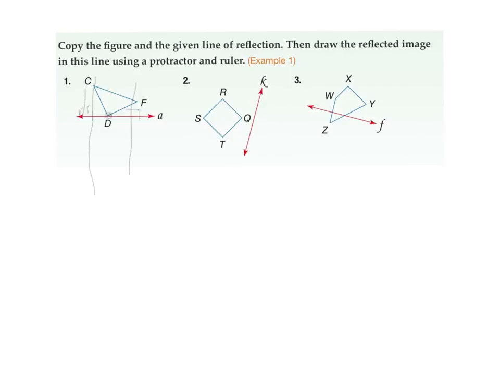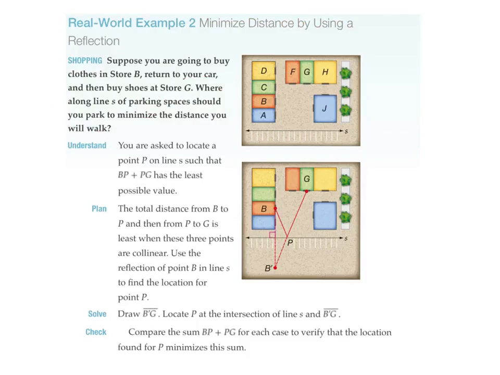What is this distance? Let's just say it's 5. You need to come down 5 into your line and put C dash. And do the same with F. Let's just say that that's 2. Come down 2, put your F dash, and then join up your 3 points to make your 3 lines.